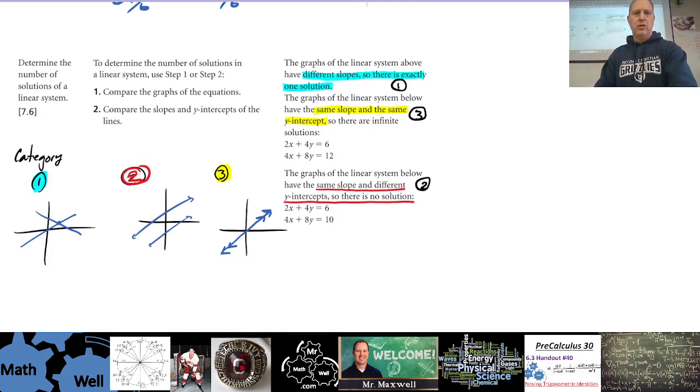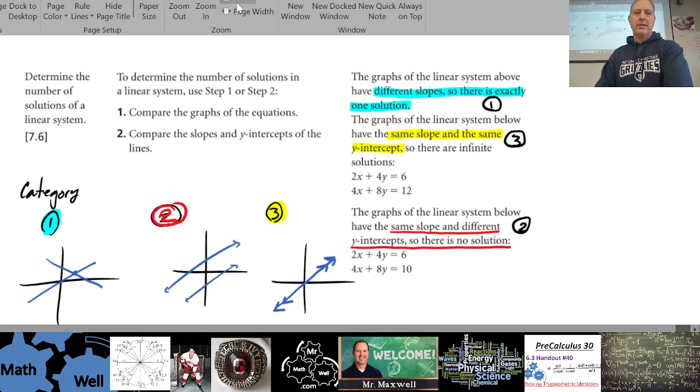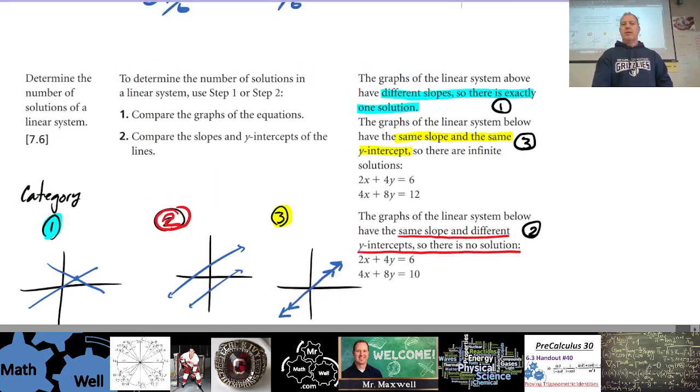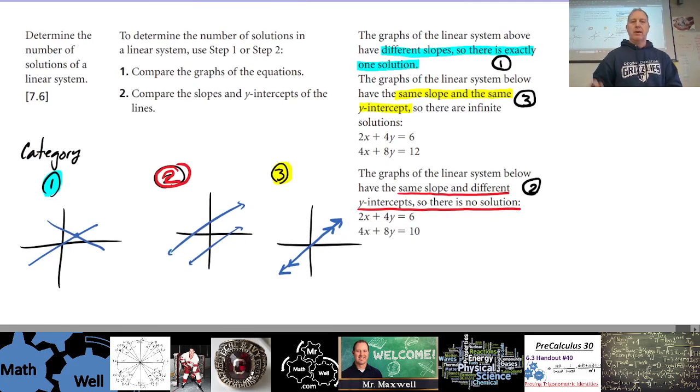Okay? So the last one, let us actually get some practice with determining the number of solutions. Graphically, we already talked about what they look like. So once again, what we have to do is determine whether the slopes of the lines are the same. If the slopes are different, then there's exactly one solution. It doesn't matter what the y-intercept is.